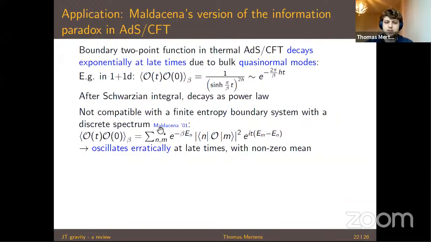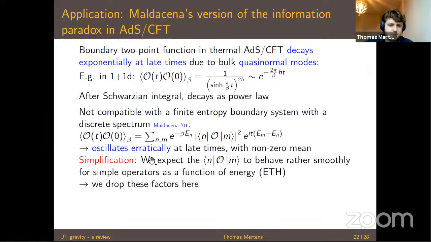So if I have this boundary 2-point function and I insert complete sets of energy eigenstates for a discrete system, it would look like this. And this would oscillate erratically at late times around a non-zero mean. In particular, this would never really decay to zero, which these gravitational calculations would do. So the question is, how do you explain this aspect of the boundary system from bulk gravity? That is basically Maldacena's version of an information paradox.